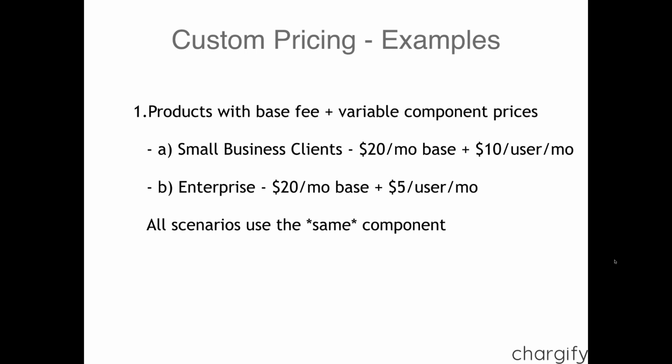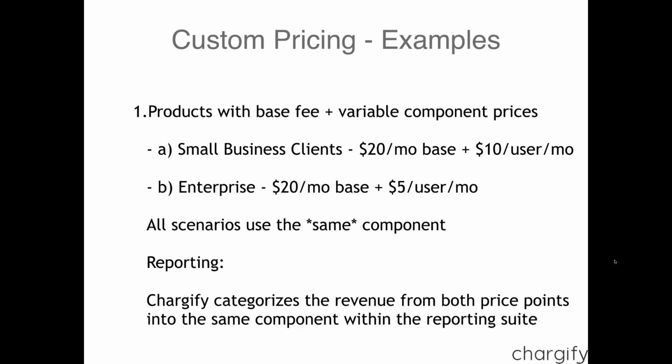Example B, you also have a set of enterprise customers and you charge them the same $20 a month base, but then $5 per user per month as a lower price because they likely have more users and therefore bring you more revenue. What's interesting about this is that both examples A and B utilize the same component within Chargify, so everything is simplified. And for reporting, Chargify categorizes the revenue from both price points into the same component, which simplifies the reporting.